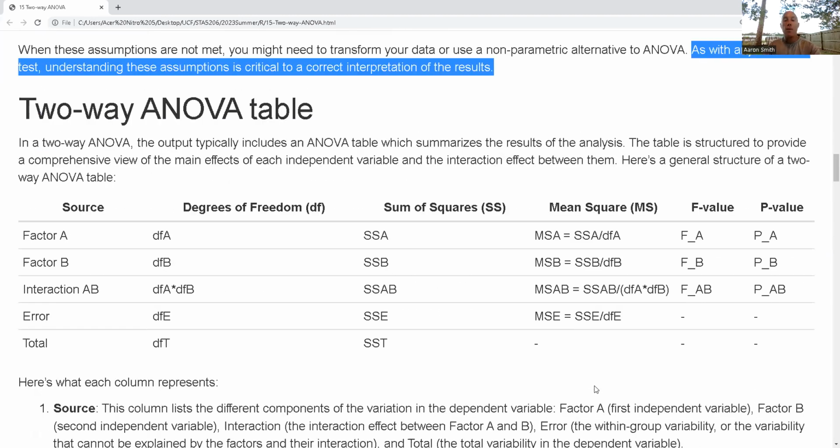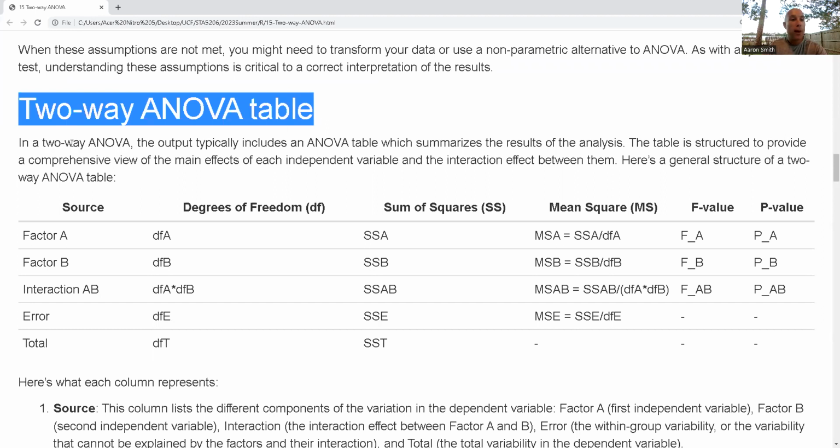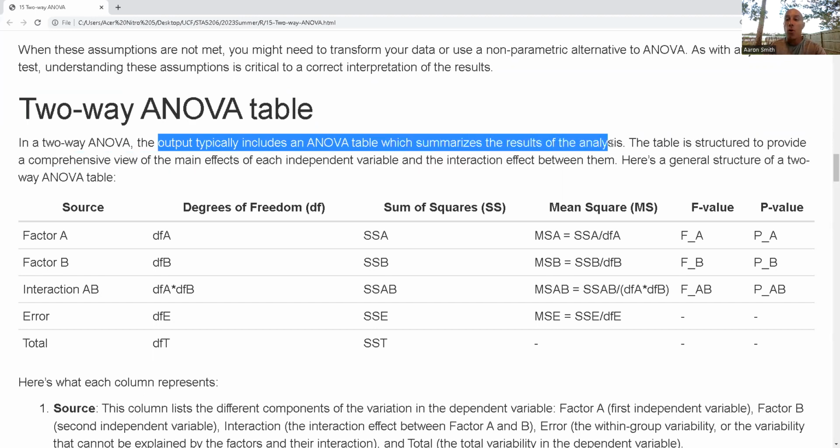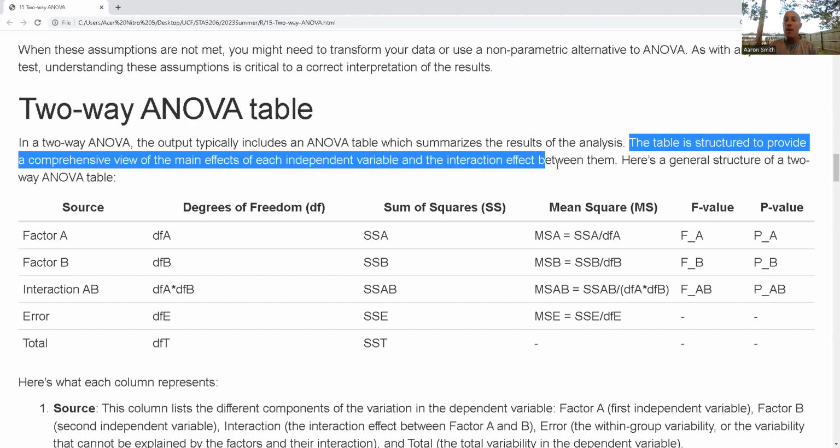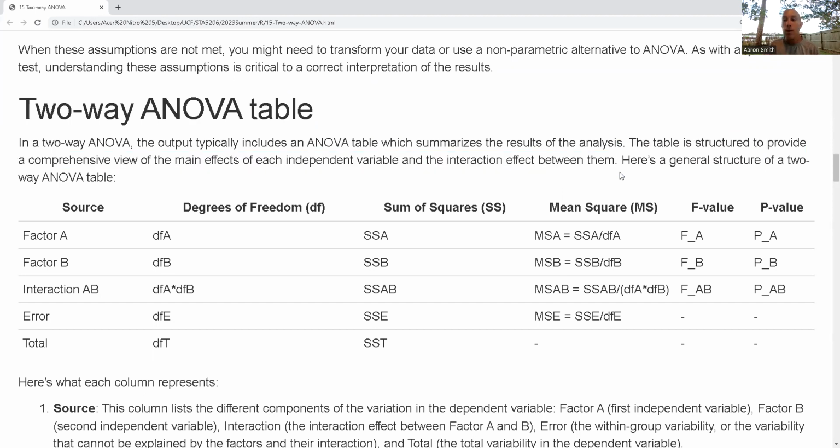Now, when I run my ANOVA test, every software is going to spit out an ANOVA table. So let's take a look at one so we have a better understanding of what these are when R, Python, SAS, JMP spits these out. All right, the two-way ANOVA table. In the two-way ANOVA, the output typically includes an ANOVA table which summarizes the results of the analysis. The table is structured to provide a comprehensive view of the main effects of each independent variable and the interaction effect between them. Here's a general structure of the two-way ANOVA table.